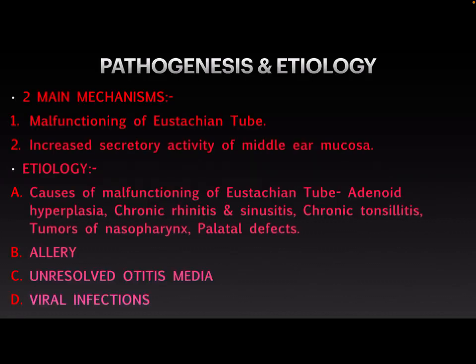Now moving on, pathogenesis and etiology. So serous otitis media, its pathogenesis includes two main mechanisms. One is malfunctioning of the eustachian tube and the other is increased secretory activity of the middle ear mucosa. As we all know, the eustachian tube is responsible for draining any kind of fluid in the middle ear, and also it is responsible for maintaining pressure balance.